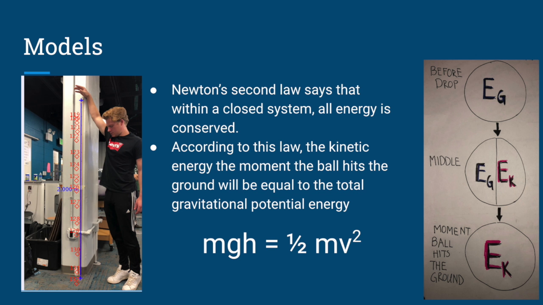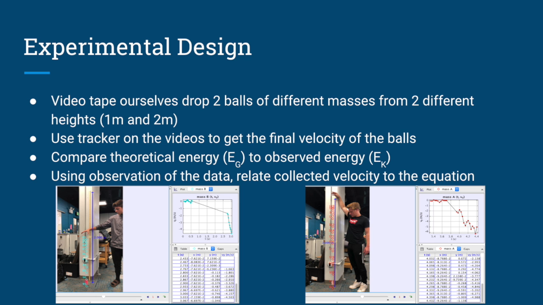For the models in our experiment, we drew energy pie charts on the right because Newton's second law says that within a closed system, all energy is conserved. So knowing this law, the kinetic energy the moment the ball hits the ground should be equal to the gravitational potential energy before we drop the ball. As you can see on the right, we have energy pie charts showing this and the change from gravitational energy to kinetic energy. And on the left, we also have the picture of us participating in the experiment and dropping the ball. Next, I'm going to explain our experimental design.